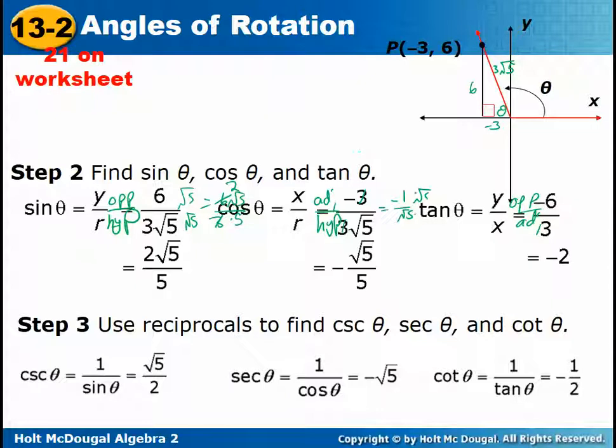Then for the reciprocals, it's easier to take the reciprocals before you rationalize the denominator. So this one was negative 1 over the square root of 5. The reciprocal of that is just negative square root of 5. In this one, here it was before we simplified it. It's easier to take the reciprocal there and get square root of 5 simplifies a little bit to over 2 than to do it after you rationalize. And the cotangent is the easiest one. The reciprocal of negative 2 is negative 1/2.